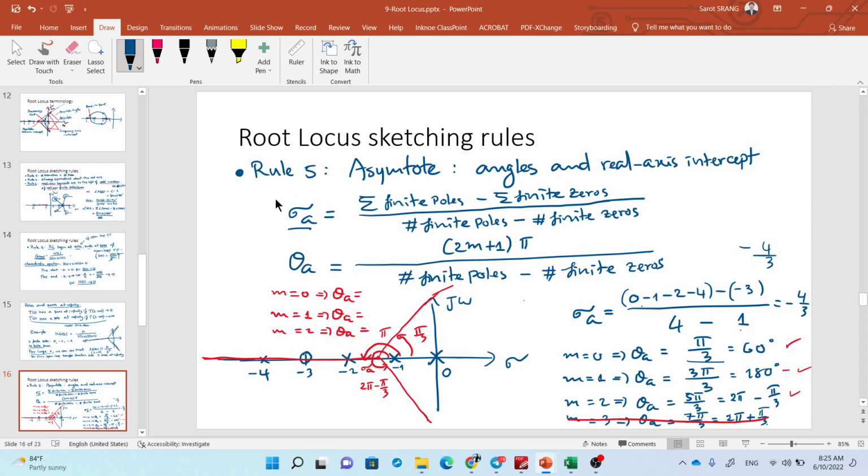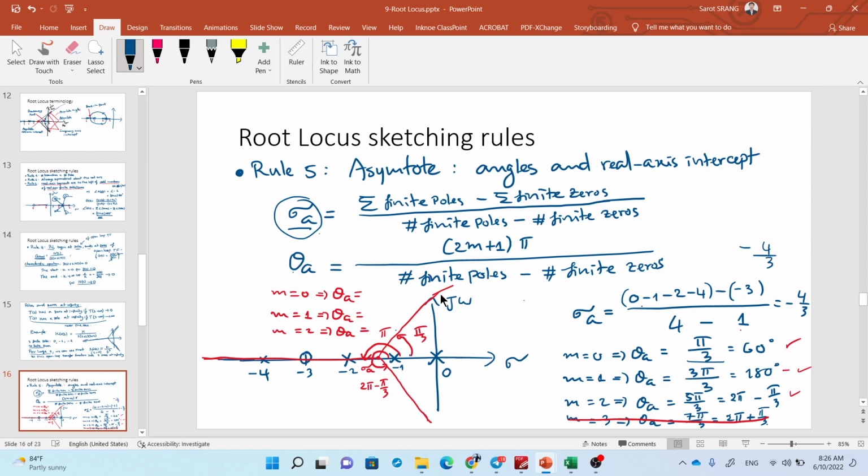This value is scaled on the real axis. When you calculate using this formula, you get sigma a, and sigma a is here on the real axis. For the angle, you calculate following this formula to find the angle of asymptote number 1, asymptote number 2, and asymptote number 3.